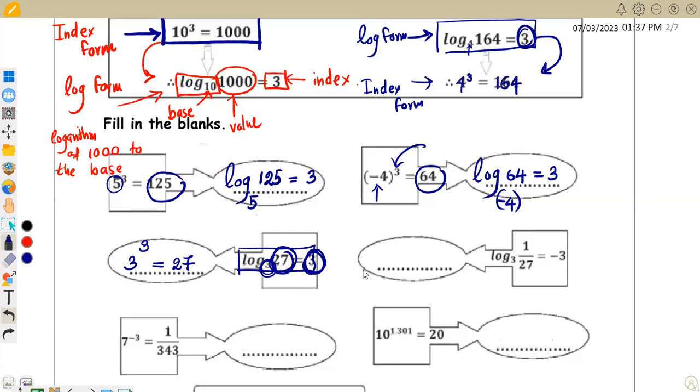If so, what is the answer here? Now identify the base, 3. What is the answer in the log form? It is minus 3. Then what is the value inside the log term? It is 1 upon 27. So this is read as 3 to the power of negative 3 equals 1 upon 27.